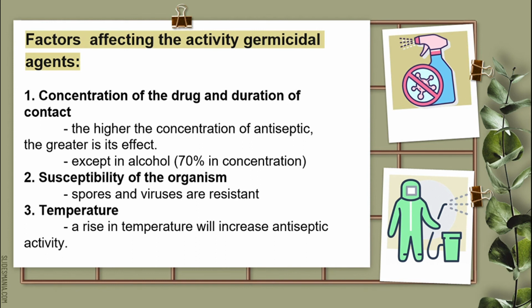Next are the factors influencing the activity of germicidal agents. First is the concentration of the drug and the duration of contact. In general, the higher the concentration of antiseptic, the greater is its effect. However, alcohol is an exception to this, and at 70% concentration, maximum antiseptic effect is seen.